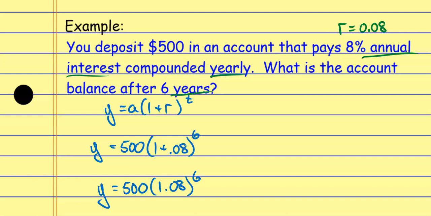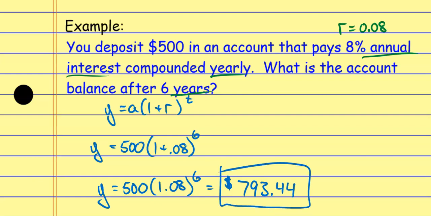So now this is a job for my calculator. When you plug it into the calculator, make sure you do the 1.08 raised to the 6th power first. And it gives me some ridiculous decimal and then times the 500, okay? Make sure that you plug this in exactly the way it's written and you use the parentheses exactly the way they're written. And when you do that, it looks like it gives me $793.44. Always round to 2 decimals when we're talking about money, okay?